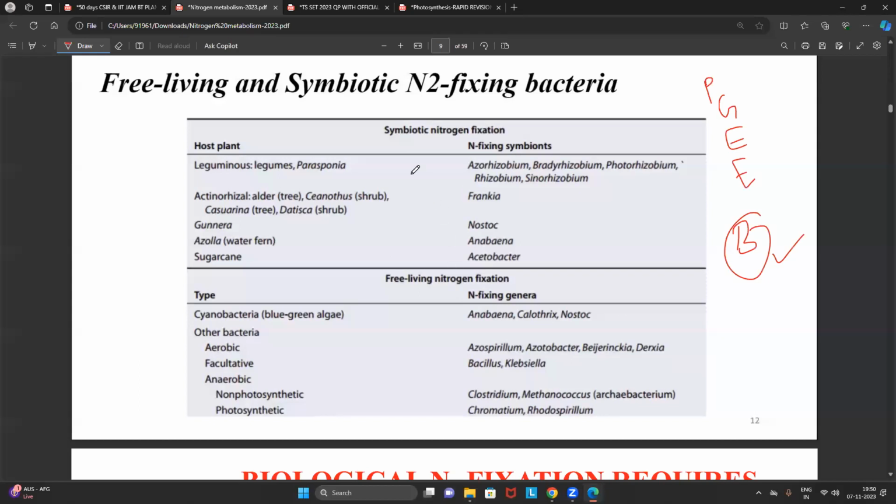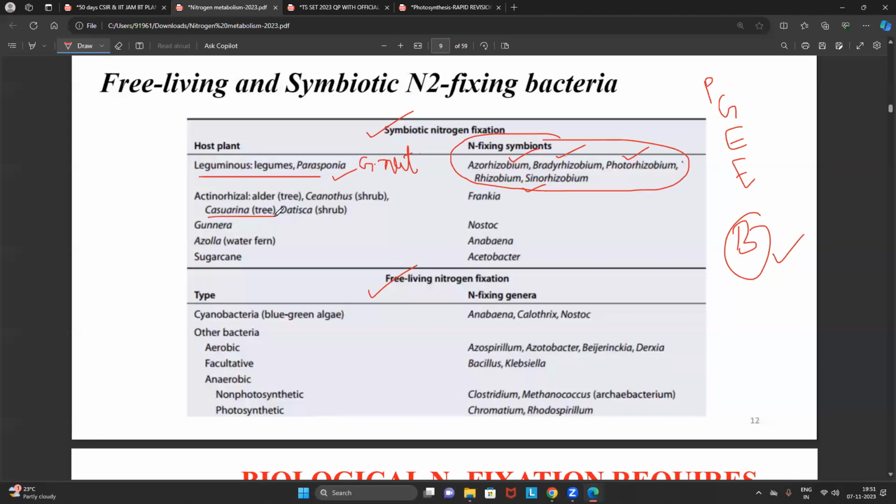Here, nothing to explain, you have to learn by heart. There are symbiotic and free living. Again, no need to get confused and no need to remember everything. Focus on some more important ones, especially leguminaceae plants. Remember Parasponia, groundnut. These are all the plants which maintain the association with all the rhizobium species: Azorhizobium, Bradyrhizobium, Photorhizobium, Sinorhizobium, all these. And remember the examples correctly.